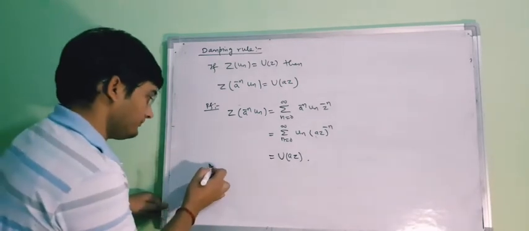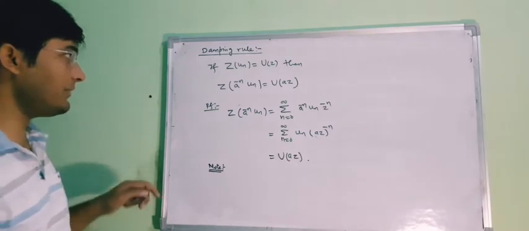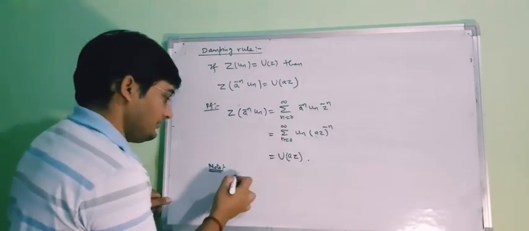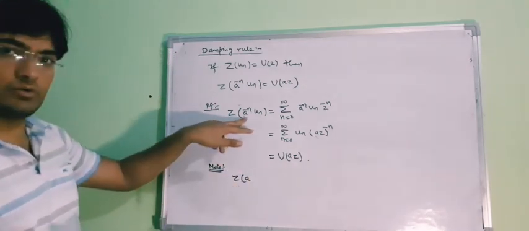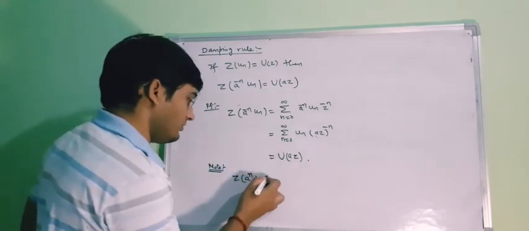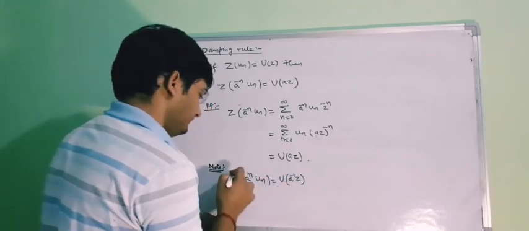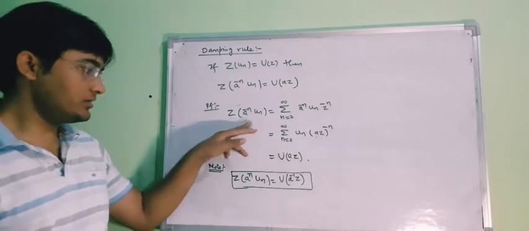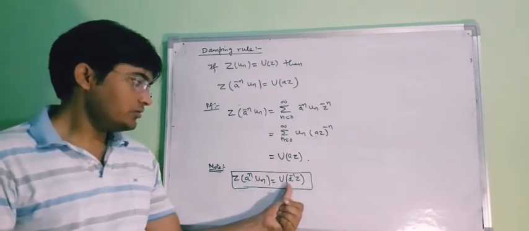Note, if we replace our n by minus n, or we can say that if we replace our a by a power minus 1, then this will be your a power n u(n) will be U(a inverse z). This is when we have replaced our a by a inverse. So the Z transformation of a power n u(n) will be U(a inverse z).